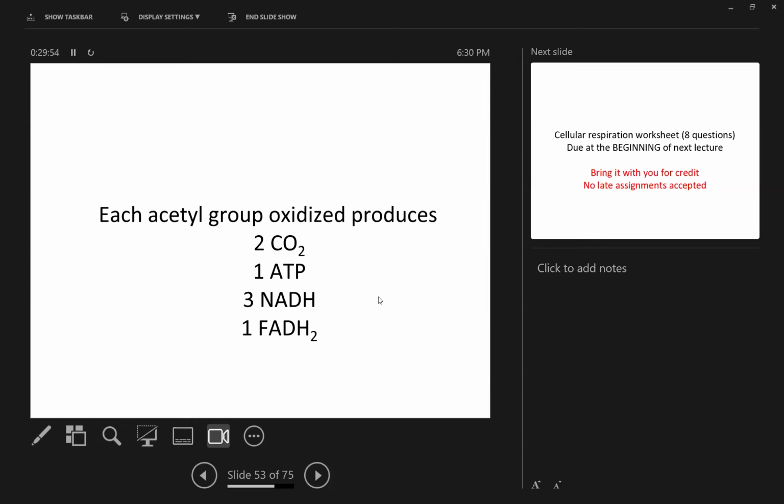Okay, so to boil it down, for each acetyl group, which also means each pyruvate: 2 CO2s leave, 1 ATP, 3 NADH, 1 FADH2. So again, if I'm asking you per glucose, you would double this, right? There are 2 pyruvates per glucose.